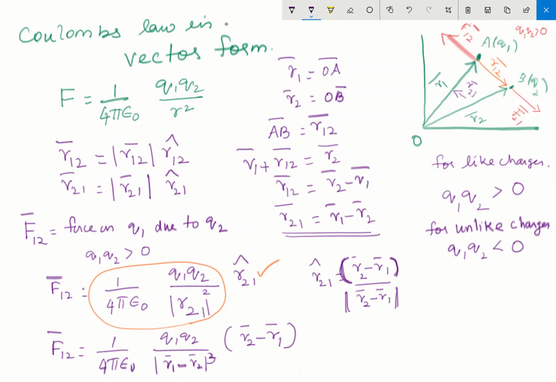Okay, therefore R21 unit vector is nothing but the vector divided by its magnitude. Therefore, if I write it, then it will become R1 minus R2 the whole cube, into R2 minus R1. This is a vector notation. Okay, so this is regarding force F12.